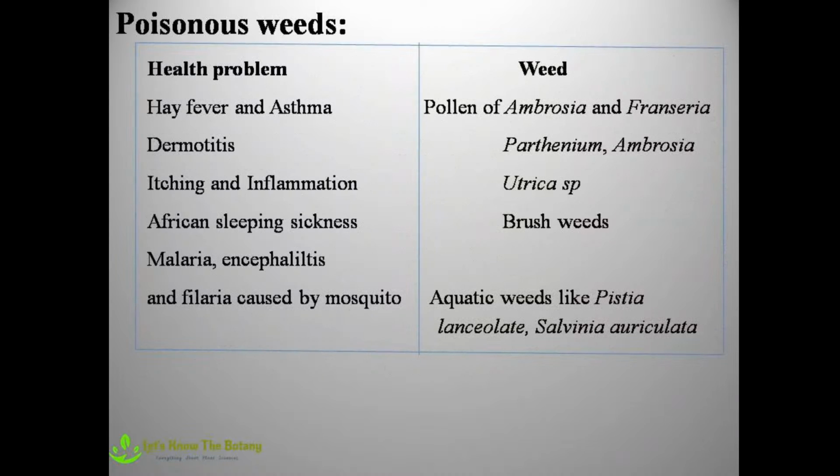They have been summarized here with their health problems: hay fever and asthma, which are caused by pollen of ambrosia and franseria. Dermatitis may be caused by Parthenium and ambrosia. Itching and inflammation may be caused by Urtica, Utricularia species, etc. African sleeping sickness is a disease caused by brush weeds. Malaria and filaria are caused by mosquitoes, and these mosquitoes develop because of weeds like pistia and salvinia. So this is all about the poisonous weeds.